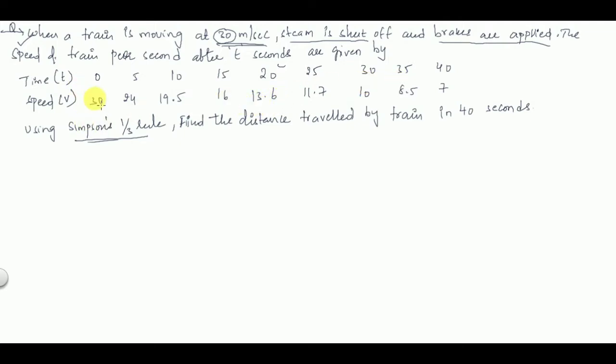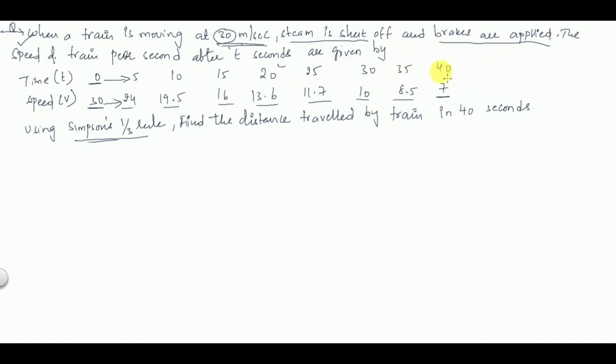If you observe here, at time t it is moving at 30 meters per second, then the brakes are applied, and for every 5 seconds the speed is given. The speed is going to decrease from time to time. Why? Because brakes are applied and steam is shut off.